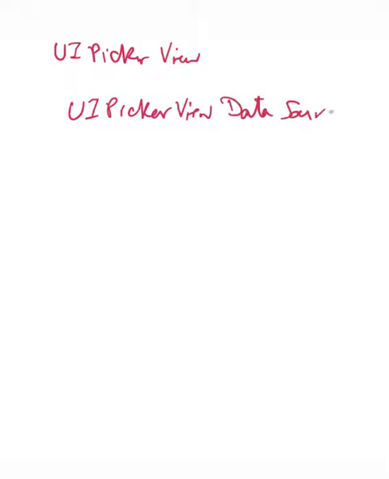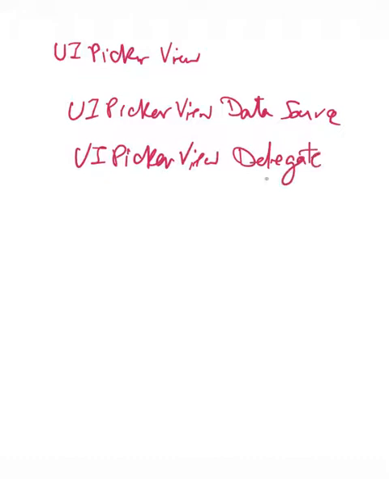So there is a UI picker view, and then there is a UI picker view data source, and a UI picker view delegate. The data source is responsible for providing the picker view with the list, and the delegate is responsible for responding to actions on the picker view. This is what we call a class library, and these we call protocols.